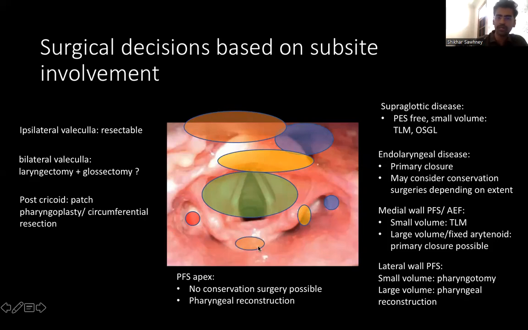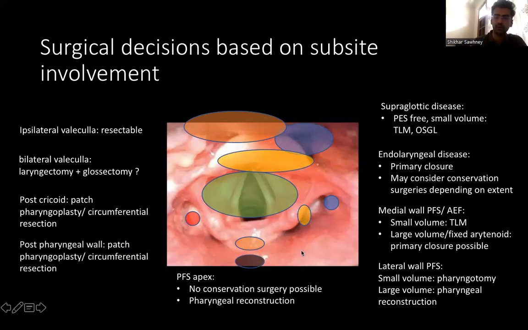If the post-cricoid area is involved, again, you're looking at some form of patch pharyngoplasties, but it may also result in a circumferential resection. So the option of a circumferential reconstruction in the form of a jejunum should also be kept on standby. And the same goes for posterior pharyngeal wall tumors, which would definitely need either a patch pharyngoplasty or, more often than not, a circumferential resection.